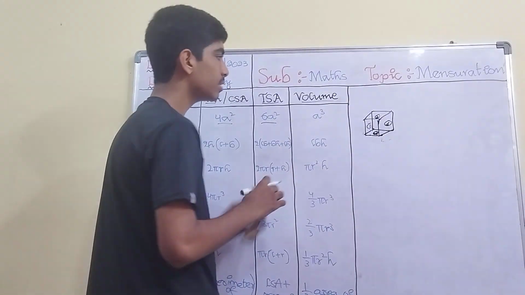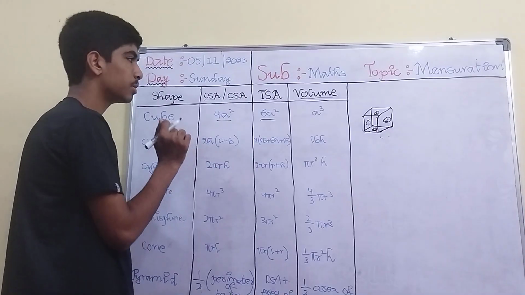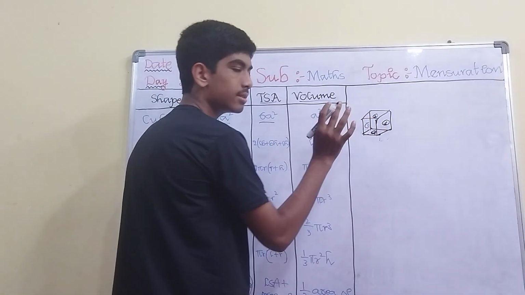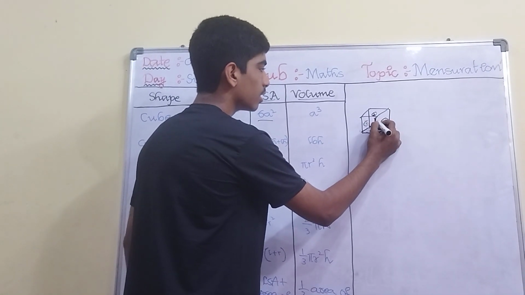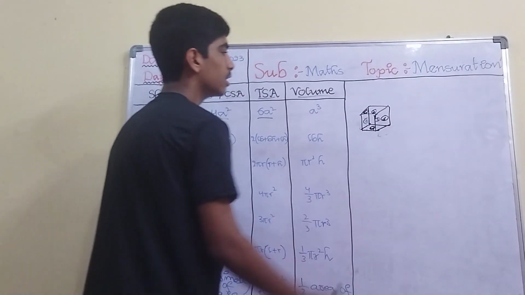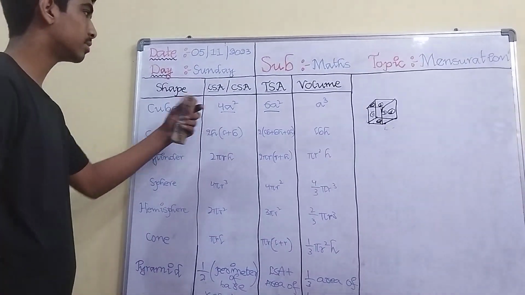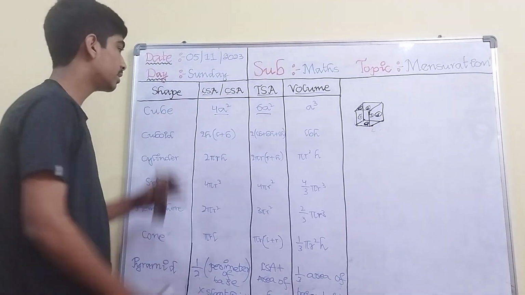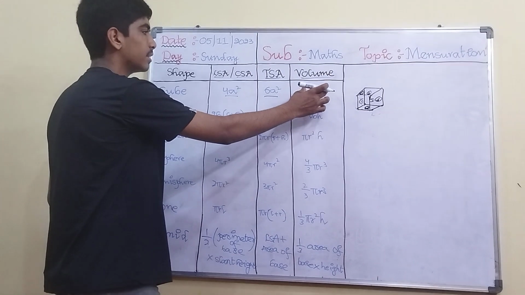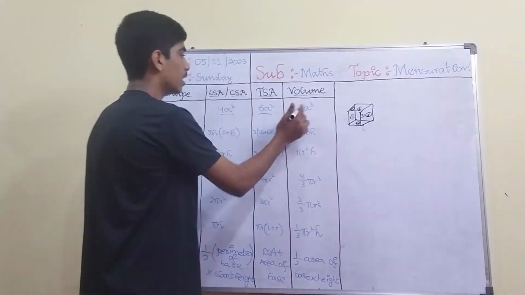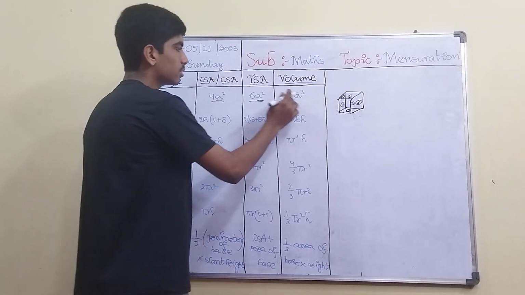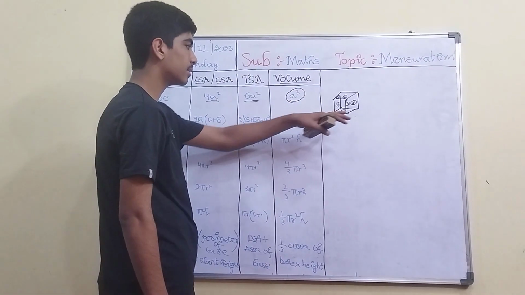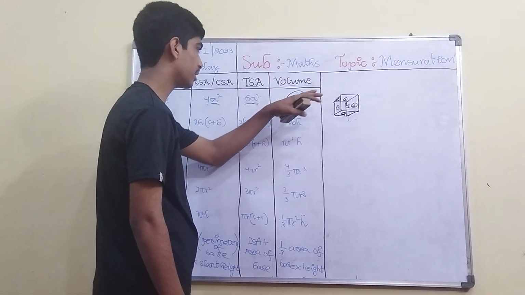And TSA means the total area of the cube should be taken. There are 6 faces in cube: 1, 2, 3, 4, 5 and 6. So there are 6 totally in cube. This is the total surface area. So the TSA of cube is 6a square. And the volume for cube is, we have to take the units. Here the unit is a, which means side. And there are 3, so we have to take a cube.